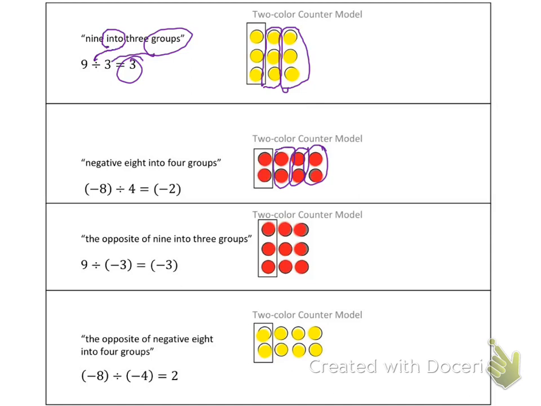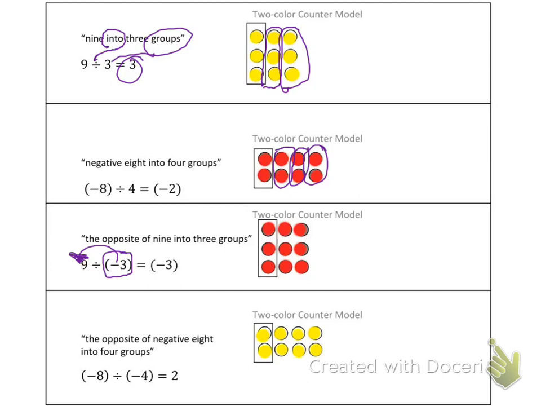Now, this is the tricky part. This would be this second number in our problem. Our divisor tells us how many groups. It is impossible to have a negative amount of groups. So what we have to do is apply that negative sign to our dividend, the number that we are dividing up into groups, the number we're making into groups.